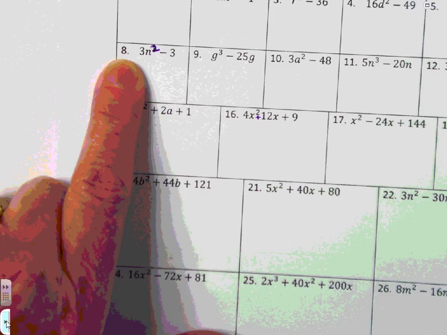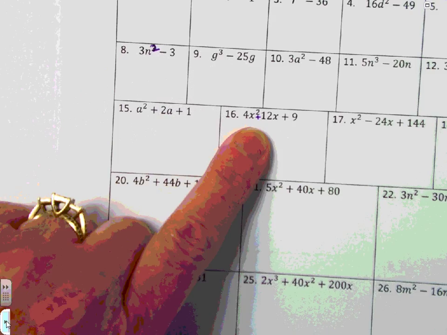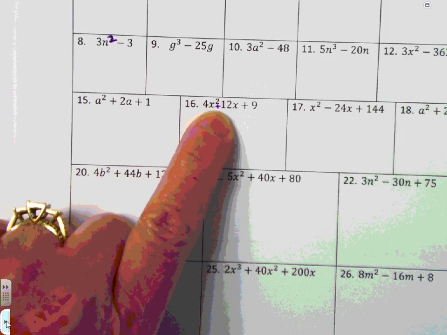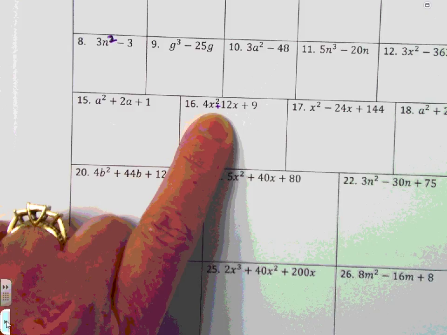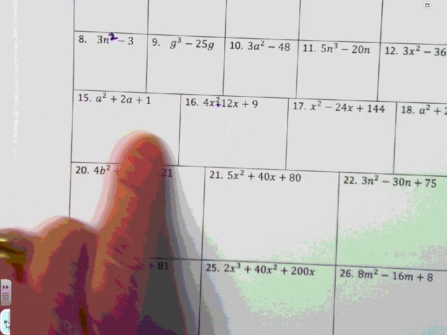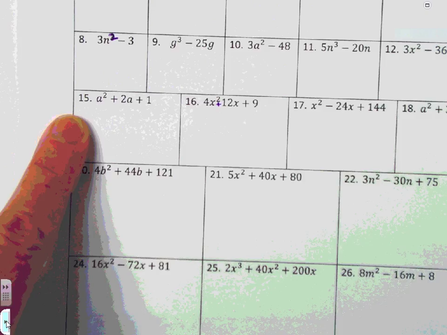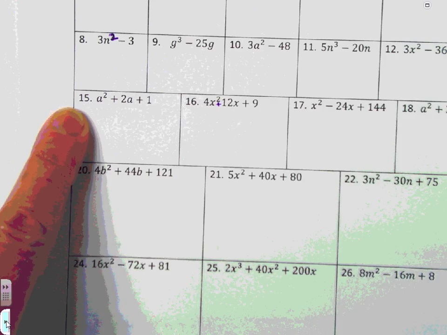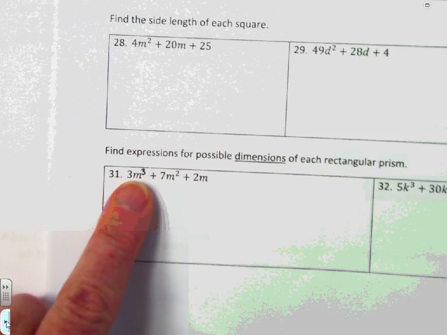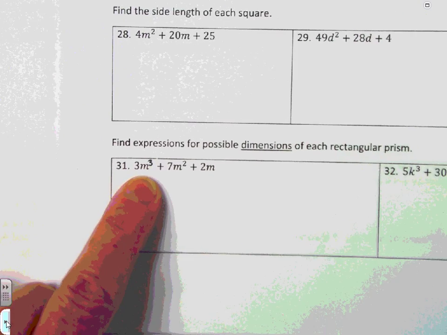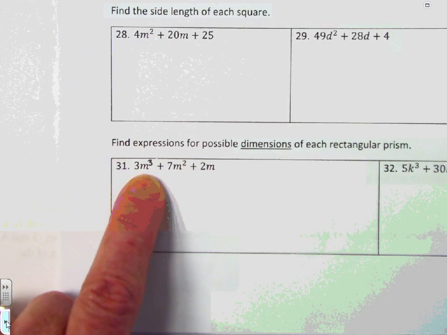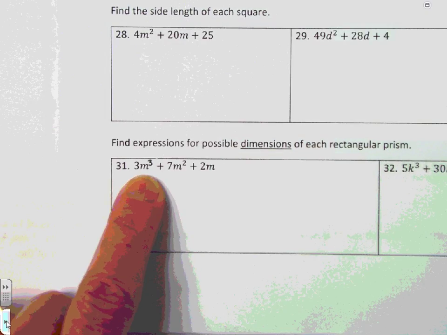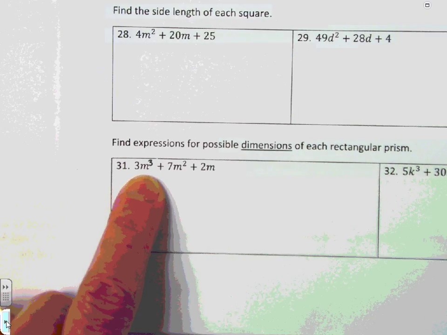Then if you look at number 16, there should be a plus sign. It should be 4x squared plus 12x. Now, on problem 15, this is like example 3, starting in your notes. And then on problem 31, it should be 3m raised to the third power. And this is just like this problem we did on the back of your notes a couple of minutes ago. 3m to the third power. Okay?